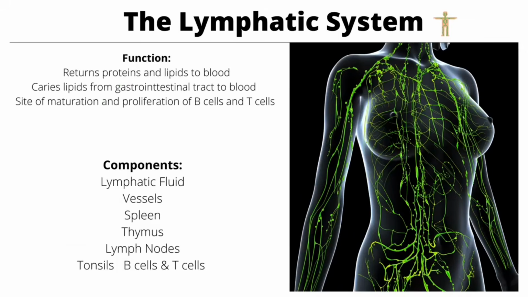The lymphatic and immunity system. Its main function is to return proteins and lipids to blood. It carries this from the GI tract. It is the site of maturation and proliferation of the B and T cells. It essentially defends the body against pathogens. The system is also composed of a network of lymphatic vessels that carry clear fluid called lymph. Which brings us to some components: lymphatic fluid, vessels, the spleen, thymus, lymph nodes, the tonsils. So of course this is also talking about the B and T cells as well.